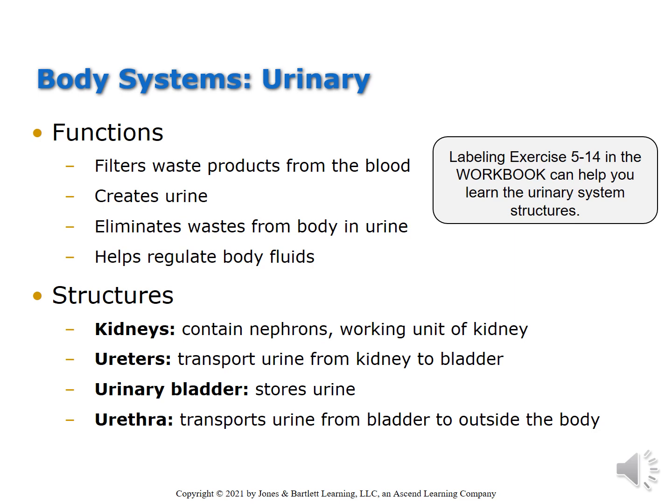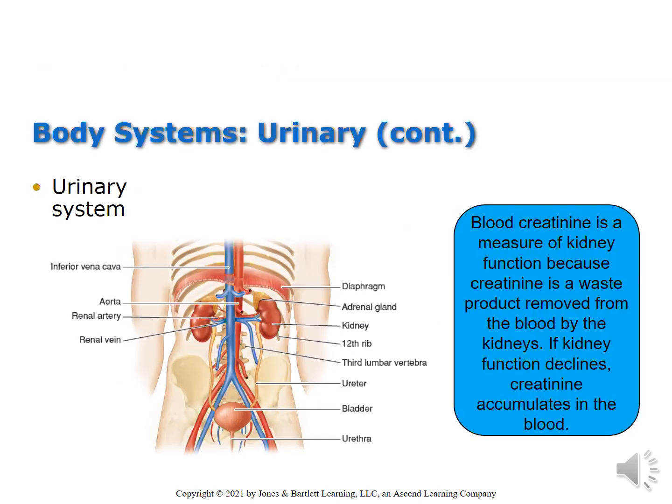And the structures include the kidney, which includes the nephrons, which are the working units of the kidney, the ureters, which transport urine from the kidney to bladder, the bladder, which actually stores the urine, and then the urethra, which is the tube that finally transports the urine from the bladder outside the body at hopefully the most appropriate time.